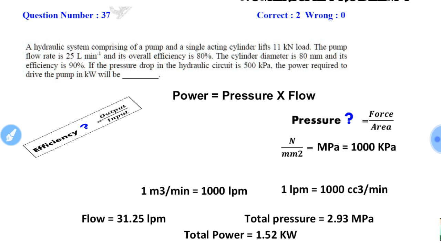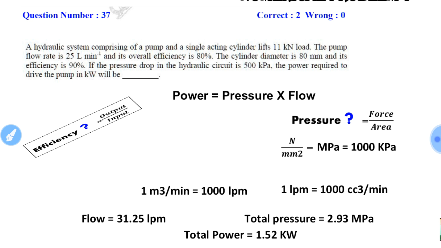in the hydraulic cylinder, in between the piston and the casing there will be some leakage. So if the load is more, then leakage will be more. So there will be some losses. Whatever hydraulic power it is getting is not actually converted into mechanical power. There are some losses, so we need to consider that efficiency also. And there is a pressure drop in the hydraulic circuit, that is also 500 kilopascal.